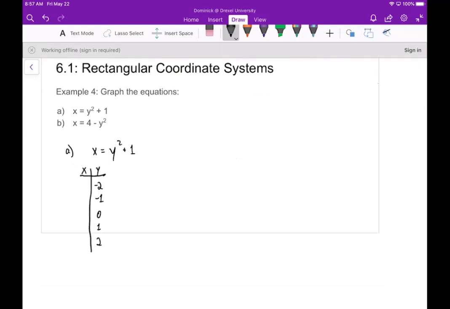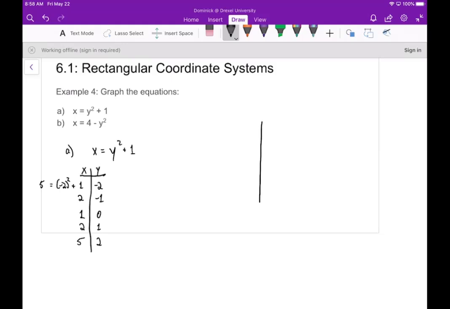Okay, so now if we find our points here, x is going to be (-2) squared plus 1. And that will give me 4 plus 1, so we'll get a 5. Right? And of course, similarly, if you plug in -1, you get (-1) squared, which is 1, plus 1, so 2. This will give me a 1. This will again give me 2, and this will give me a 5 again.